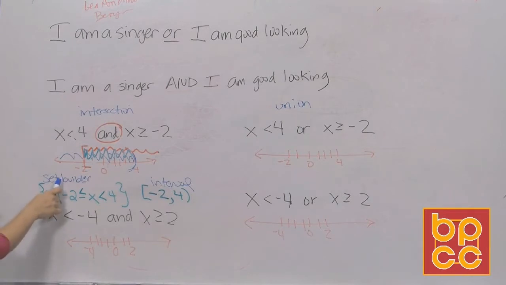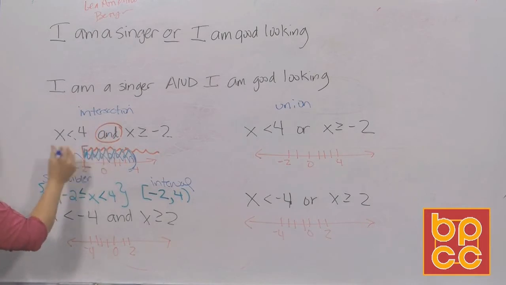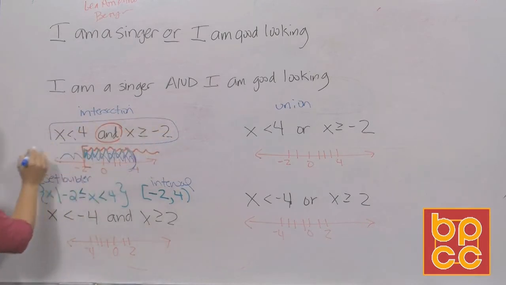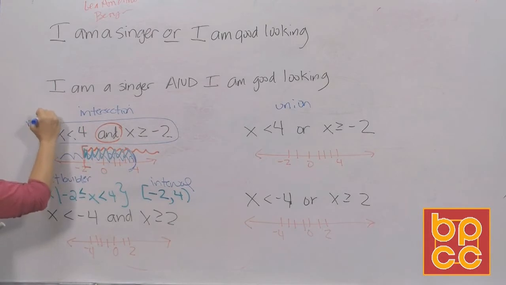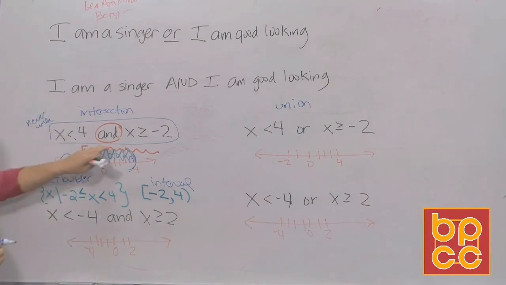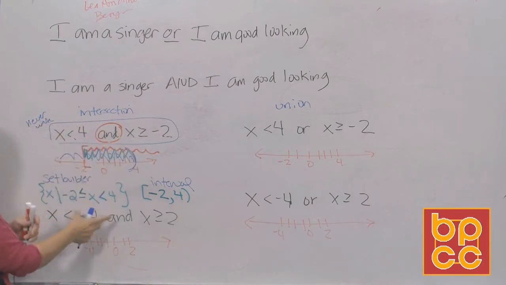When you write the answer in set builder notation and you have the word and, you will not write what you see up here. We'll never write the word and. Never will you see that word and in an answer. You will smush this together and make one big statement that looks like this.